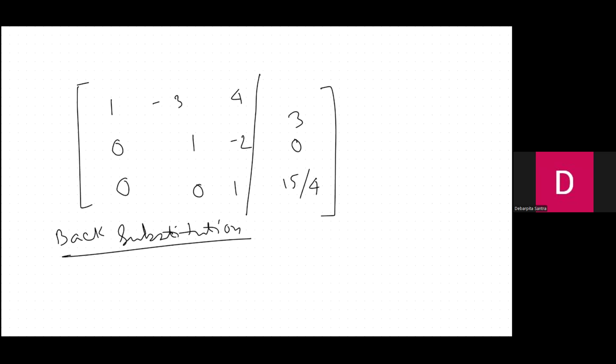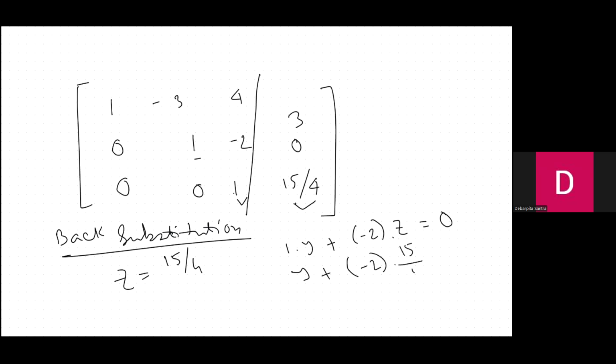Here what will happen? We will directly write. We will start from here. That is 1. So we just write Z is equal to 15 by 4. The next one, y, 1 into y plus minus 2 into z is equal to 0. So y plus minus 2 into 15 by 4 is equal to 0. So it will be 15 by 2 minus 15 by 2. So y is equal to 15 by 2.